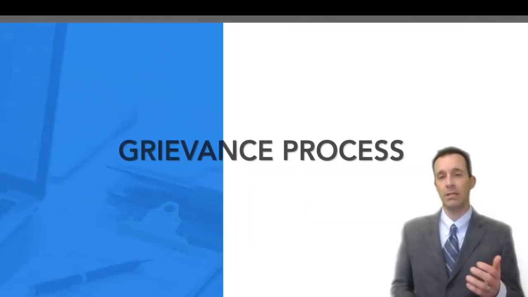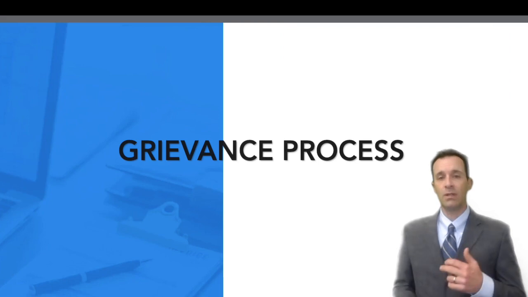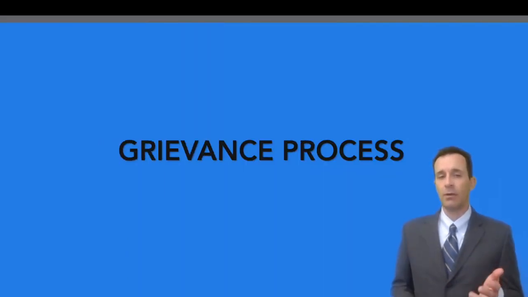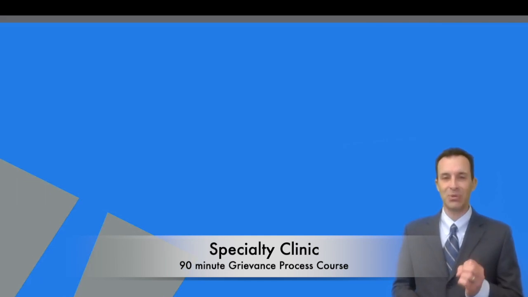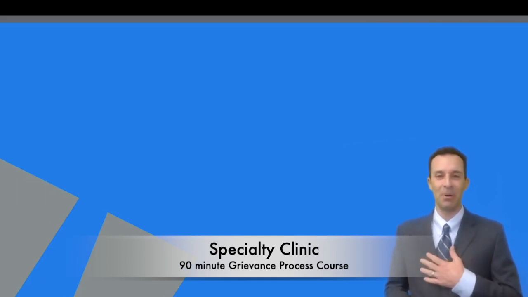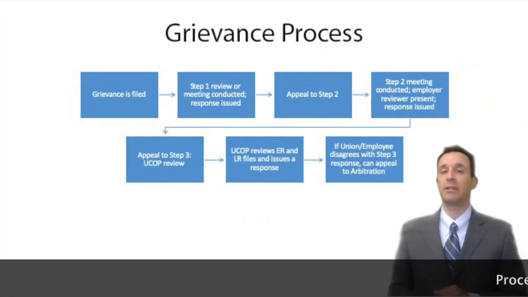Now, the most common interaction that we have with management is between the unions through the grievance process. I'm going to cover very, very quickly what that process is. The reason why we cover it so quickly is because we have a specialty clinic. It takes about 90 minutes, and we strongly encourage you to schedule that with our department. In the interim, let's talk about the grievance process.